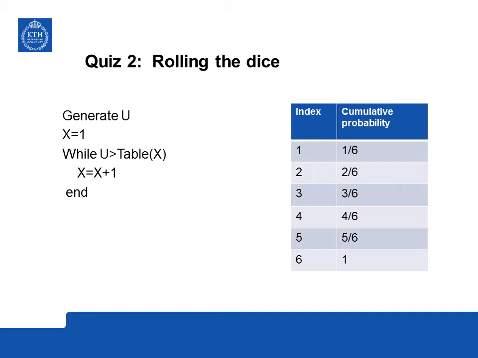And here is the possible answer. On the right hand side you have the cumulative probability table, which contains 1/6, 2/6, and all the way up to 1, since the individual probabilities of the outcomes are 1/6 each. And the pseudocode is that you generate U, and then you go through the table step by step until you find the value where U exceeds the table entry, and then you output the corresponding index.